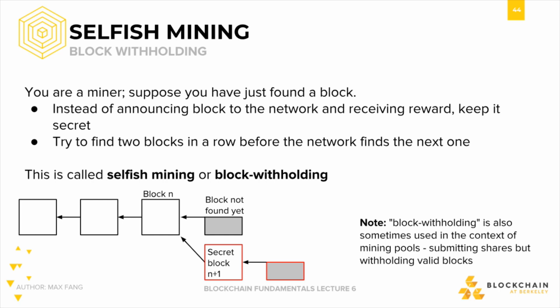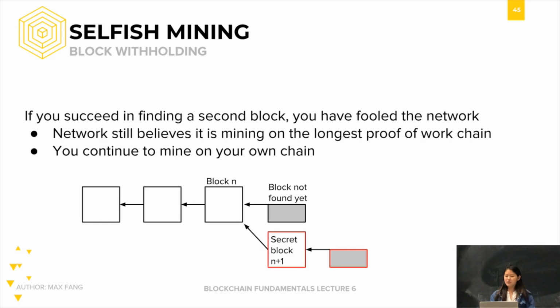It's not just about double spending at that point. I have an advantage over everybody else in the network because if I can find the next block, then I have twice the mining reward. I have an advantage over everybody else who hasn't even seen block n+1 yet. And so I have all this extra advantage time to mine on this next block and find my longer chain, etc. But it is a gamble. If you succeed in finding that second block, you fool the network. Perhaps you can double spend, but the network still believes it's mining on the longest proof of work chain as far as we've defined the blockchain ecosystem right now.